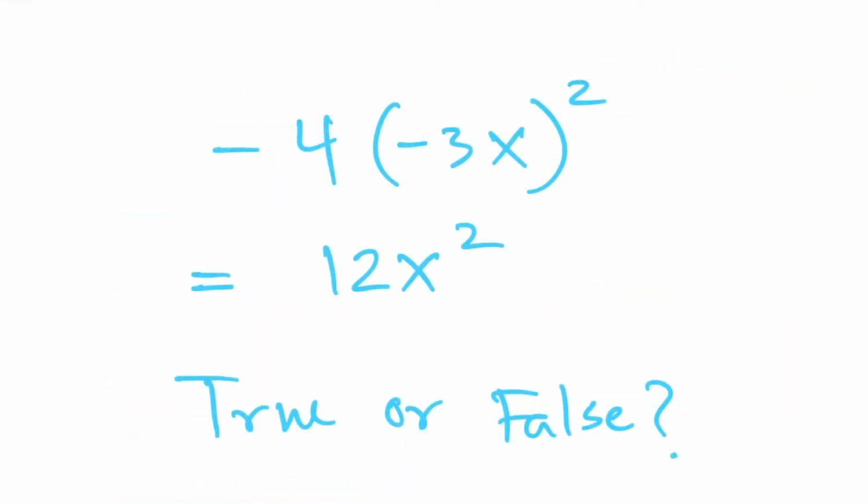Negative 4 times negative 3x, whole squared, equal to positive 12x squared. Is it true or false? I will give you 10 seconds to think about the problem. So the answer is false, okay?